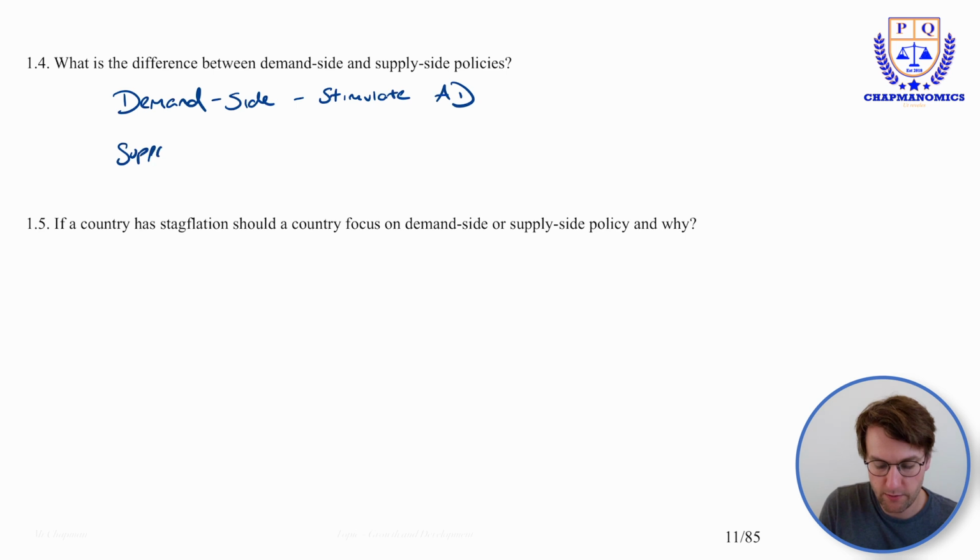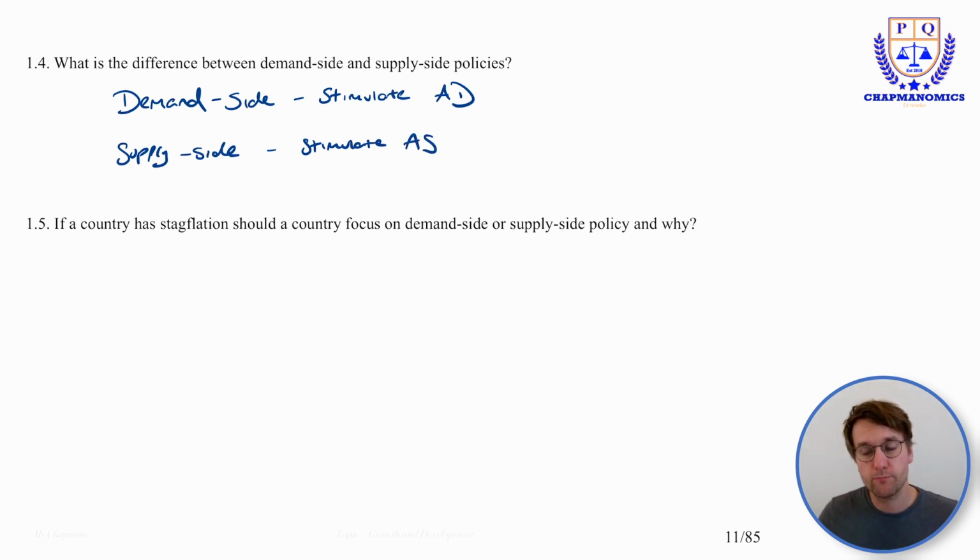Supply side policy, on the other hand, is trying to stimulate aggregate supply. So here we're trying to bring down costs for firms by reskilling the workforce or increasing levels of infrastructure or lowering taxes on corporation tax and those kinds of things.